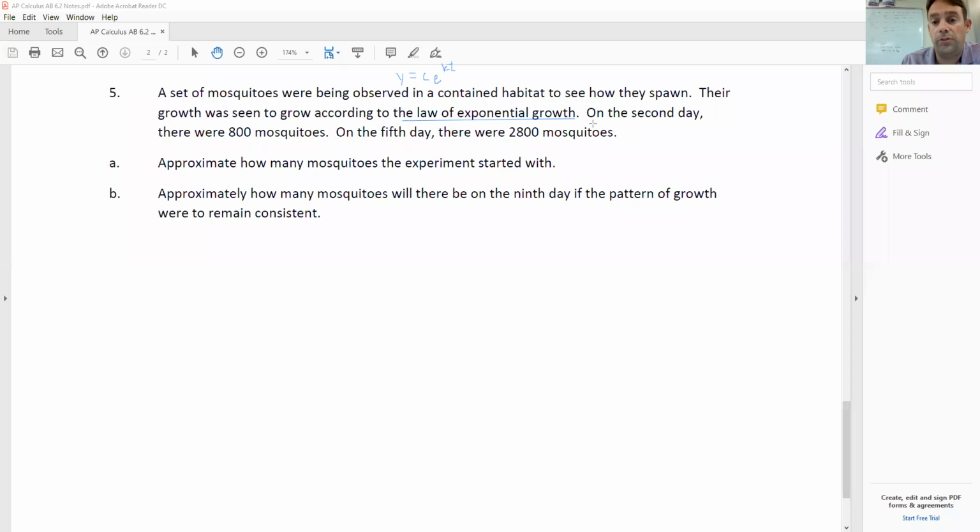On this one, I'm told that the second day there were 800 mosquitoes. So in other words, when t is 2, y is 800. Then on the 5th day, I have 2,800 mosquitoes. So notice I didn't get the initial day. And that's kind of what they're asking me for here on part A. So on t equals 5, y is 2,800.